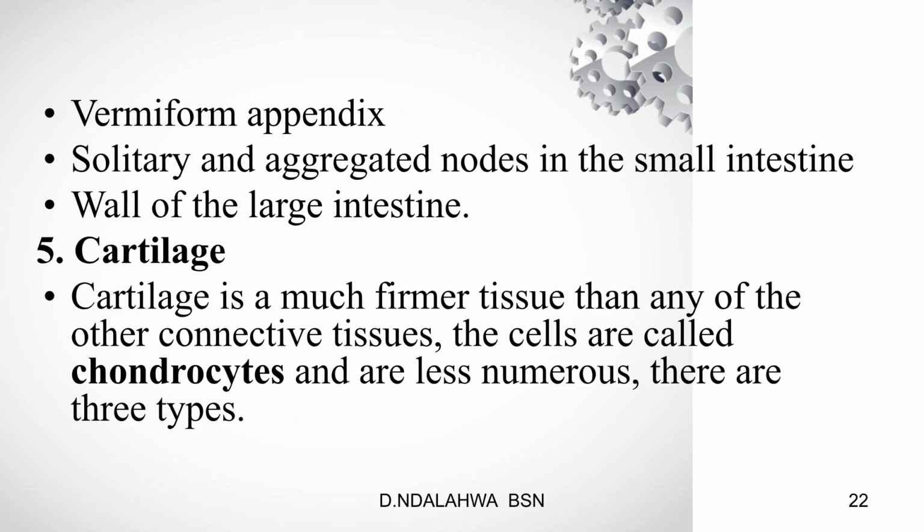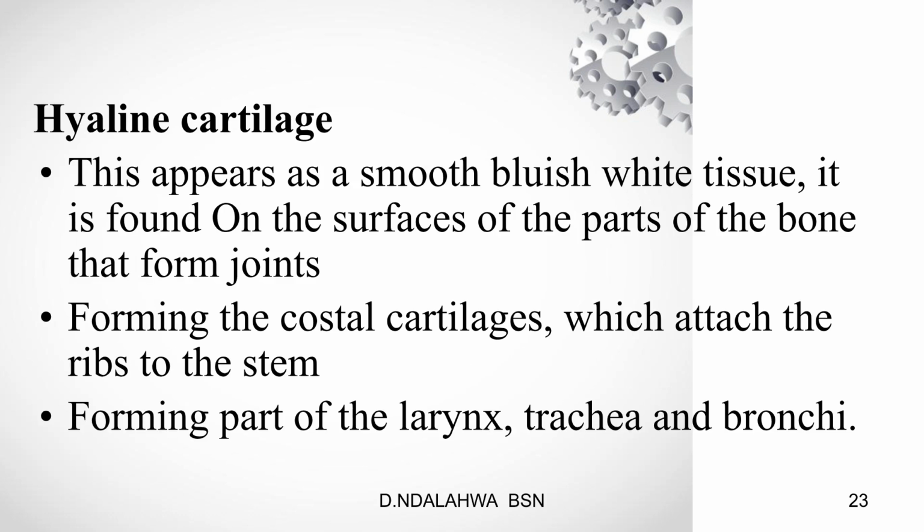Lymphoid tissue is also found in the vermiform appendix and nodes in the small and large intestines. The fifth type is cartilage, a firmer tissue than other connective tissues, with cells called chondrocytes. There are three types of cartilage. Hyaline cartilage is a smooth, bluish-white tissue. It is found on the joint surfaces of bones, forming the costal cartilages that attach ribs to the sternum and parts of the larynx, trachea, and bronchi.